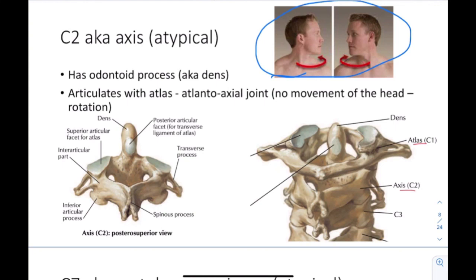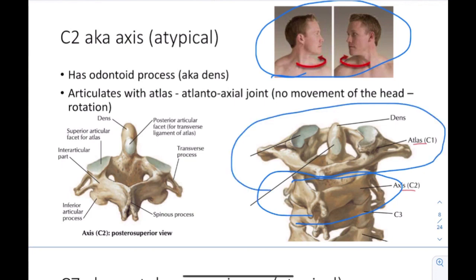So as you can see here, this is the axis, and on top of it is the atlas, C1. You can see that the odontoid process, or the dens, projects upward right here. There's a ligament called the transverse ligament of the atlas that wraps around it like this, and it allows the head to rotate from side to side, to make a no movement. The joint is called the atlantoaxial joint.